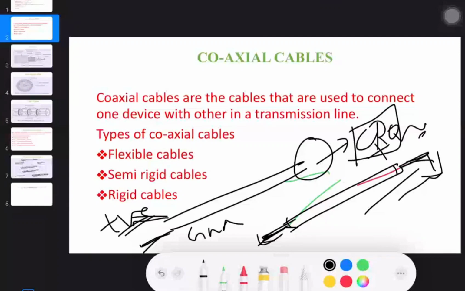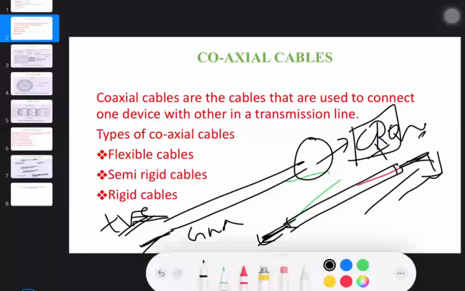And coming to the types of coaxial cables, there are three types: the flexible type of cable, the semi-rigid cable, and the rigid type of cable. So first of all, you came to know what a coaxial cable is. Cables are used to connect one device with another in a transmission line.